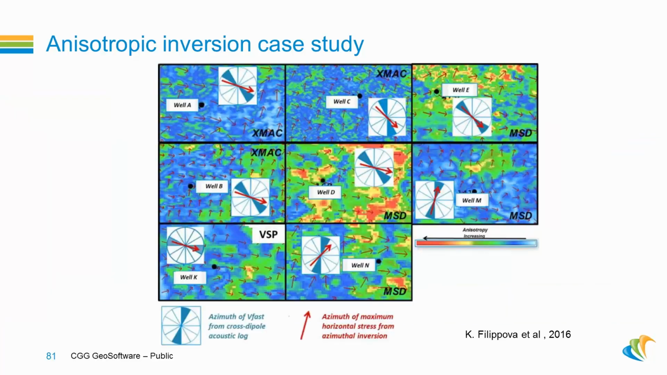Another example is shown here. At different wells, we have the azimuth of the VFAST from the cross-dipole acoustic log, which is measured in the well. And these arrows are the direction coming from the azimuthal inversion. So you see that they are confirming each other at different wells, well A, well B, well C, and etc. of these 8 wells.